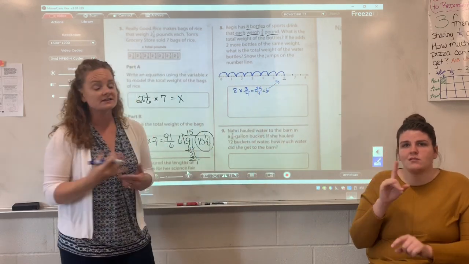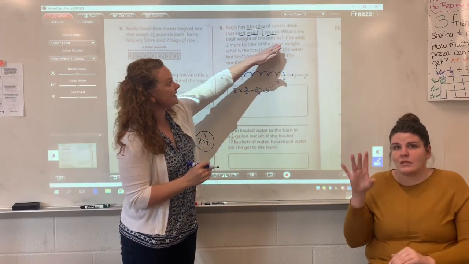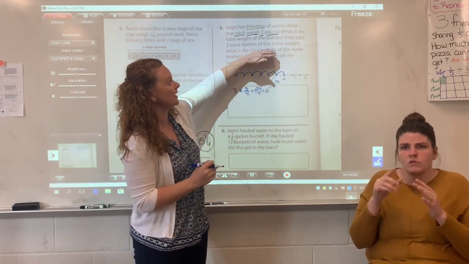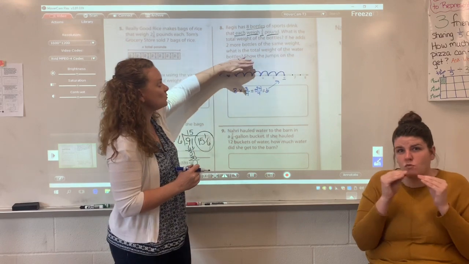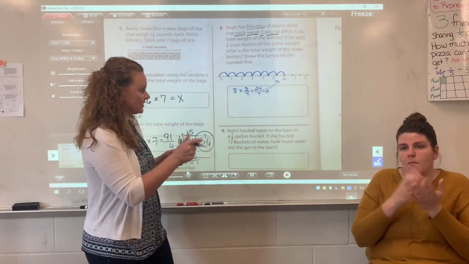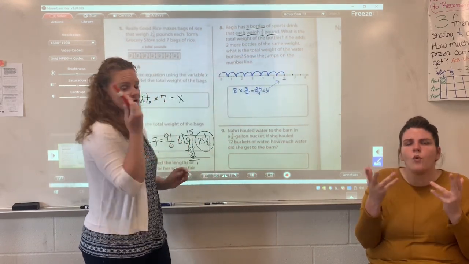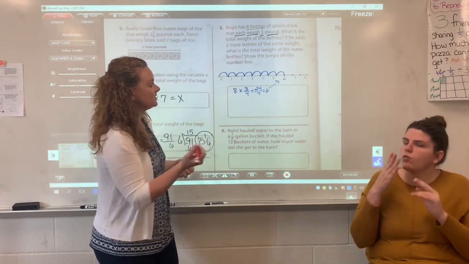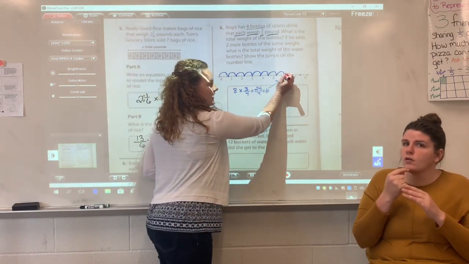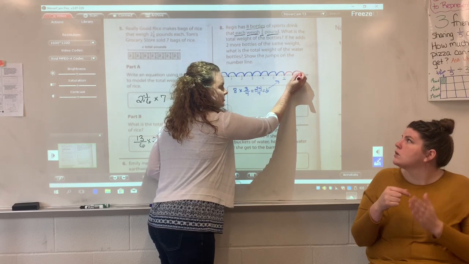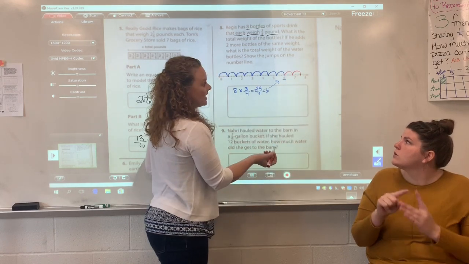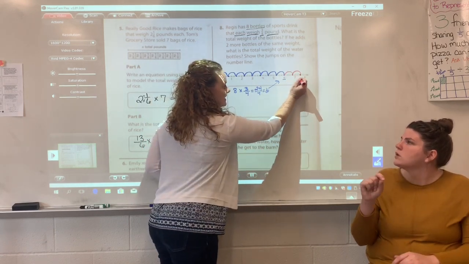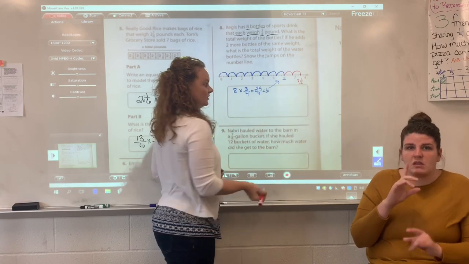Now that's not all it's asking me. It says if he adds 2 more water bottles of the same weight, what is the total weight of the water bottles? So now I'm going to use my red marker to represent the 2 more water bottles. So now I have to start where I ended, and I go 1, 2, okay? And right here, I end at 7 1/2, okay?